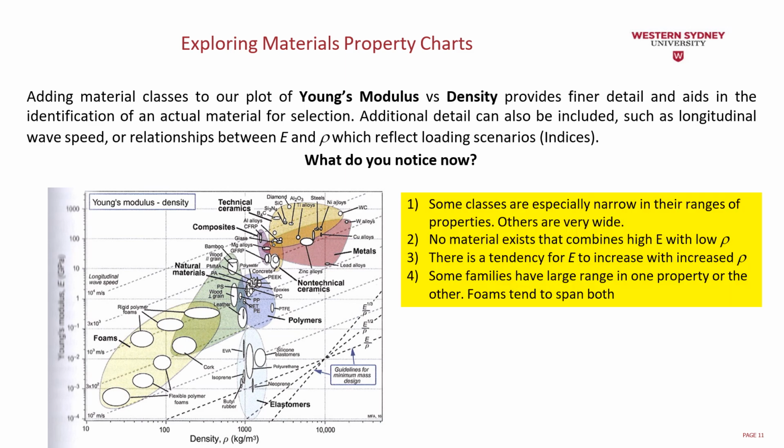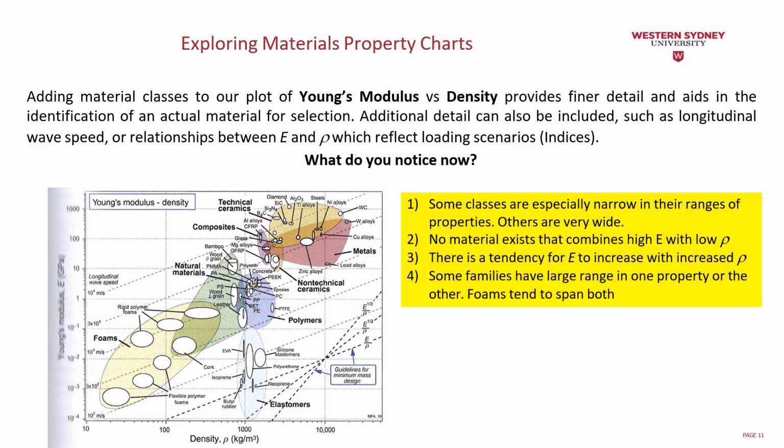First, some of the classes are especially narrow in their range of properties, and others are very wide. The same thing we can see here. If I talk about the foams, they have a wide range in both density and E. Those are narrow, and so on. No material exists that combines a high E and a low density, and there's a tendency for the E to increase with increased rho value. Some families have a larger range in one property or the other, but foams tend to span both.